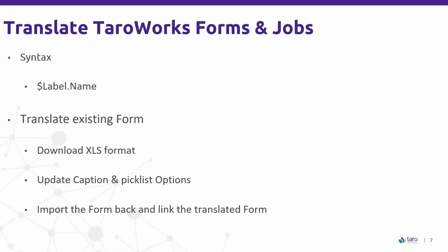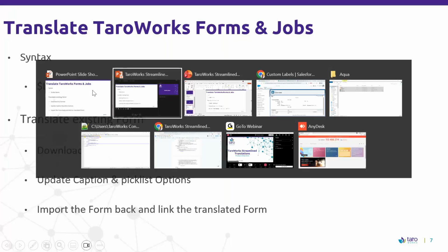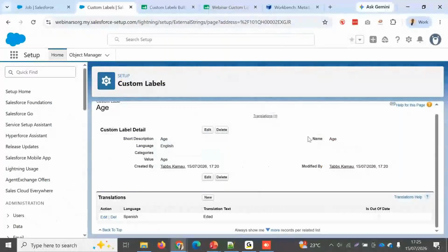Awesome. Thanks, Daryl. So now that we have our custom labels and translations in place, we can proceed to translate TaroWorks form and job. Sorry, before I go, the syntax for referencing the translations in the forms and jobs is using $label.name. So name is, if you remember, the API name. So that is the syntax, $label.name, and I'll show you in one of the forms.